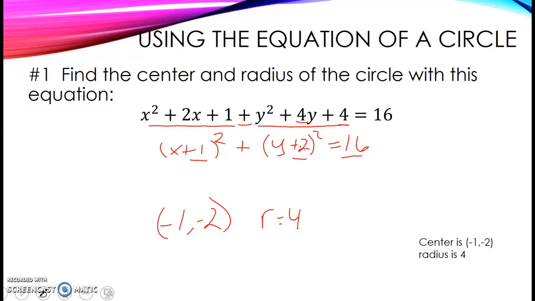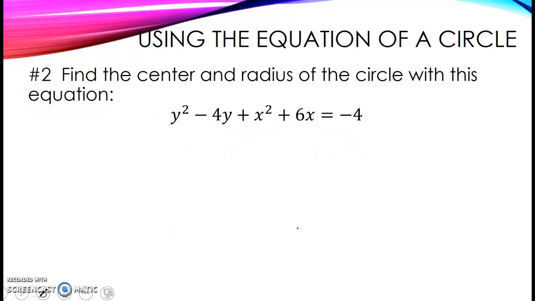So let's take a look at something that's a little bit more difficult. Let's take a look at number 2. We want to find the center and the radius of the circle with this equation. Now this is a little bit more complicated because these are not perfect squares.